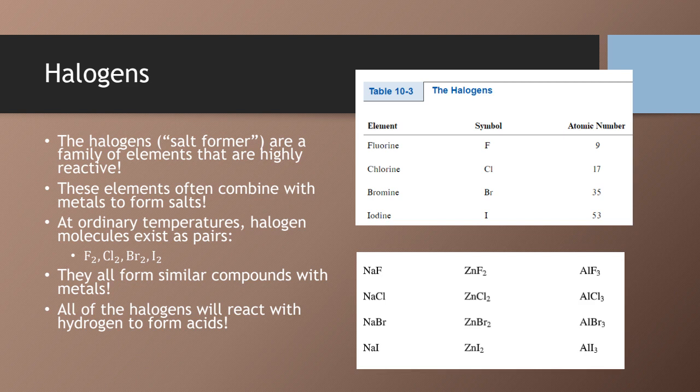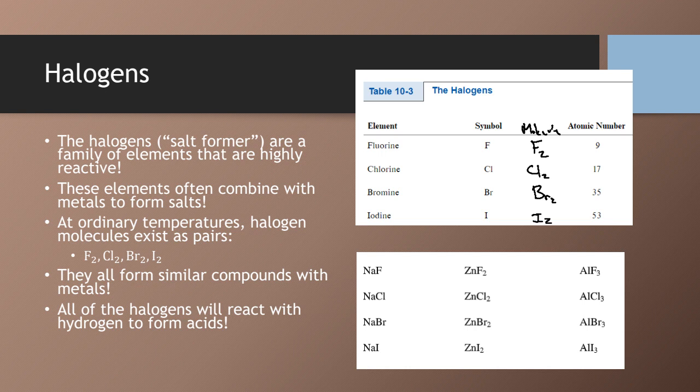The halogens, and halogen just means salt former, are highly reactive nonmetals. They often combine with reactive or active metals to form salts. At ordinary temperatures, halogens exist as pairs. Okay, so the symbol is F, but if we had a molecule, it would be F2 and Cl2. So they exist as pairs. They're sometimes called diatomic elements.